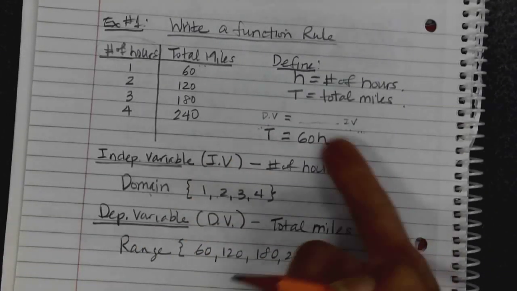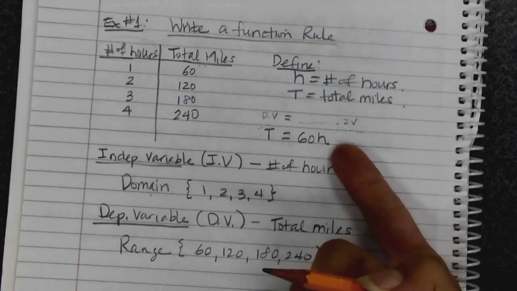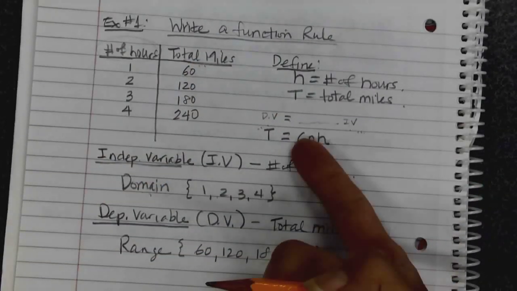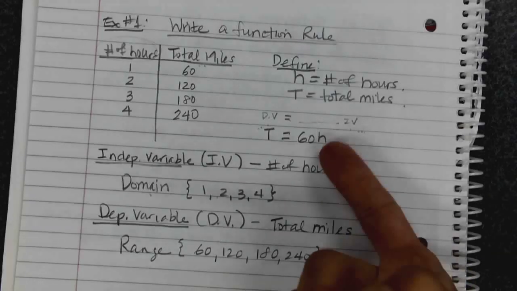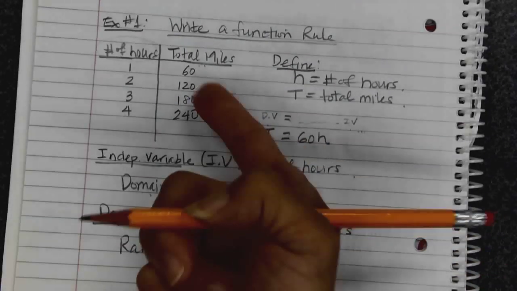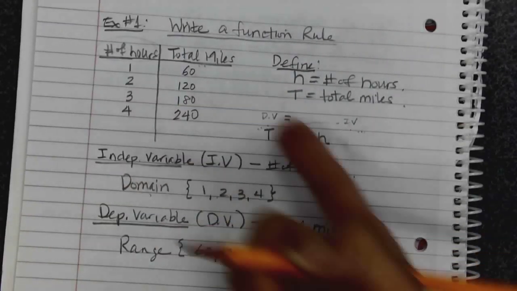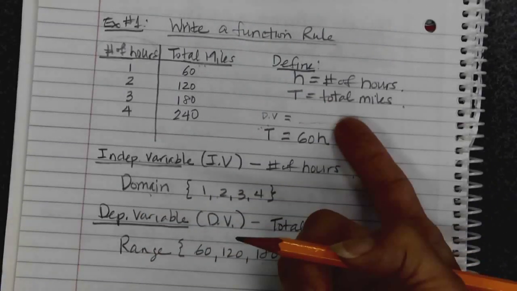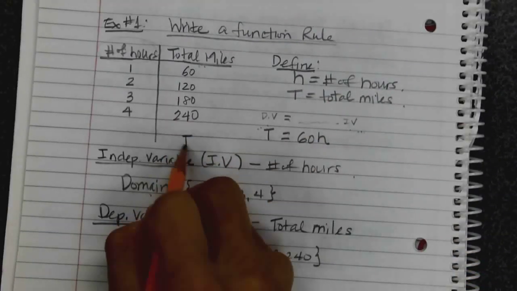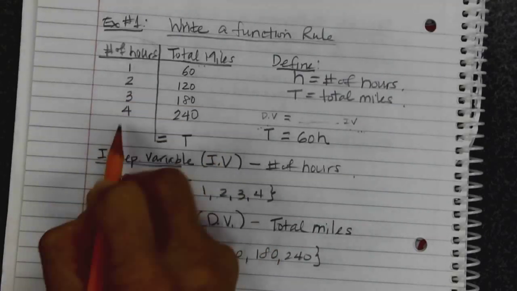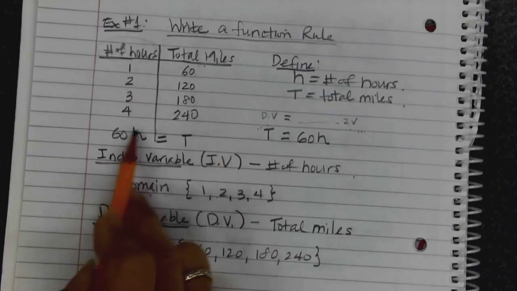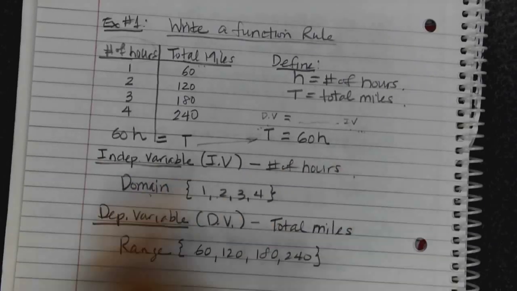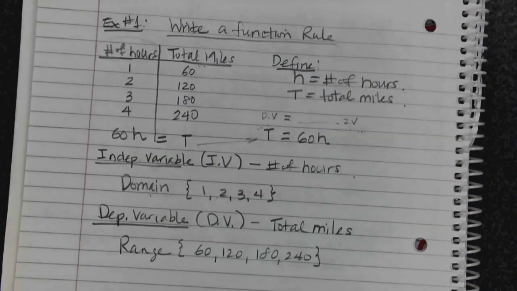So for every 1 hour, 60 times 1 is 60. For 2, if I plug 2 in, 2 times 60 is 120. And then if I put 3 in, 3 times 60, 180. So you got to double check to see if this calculation is correct. Okay, so a lot of times it's T equals whatever I do to this, so it'll be 60H. So now I rewrite it like this. So you could do it either way. Okay, any questions about writing a function rule? We're good? Okay.